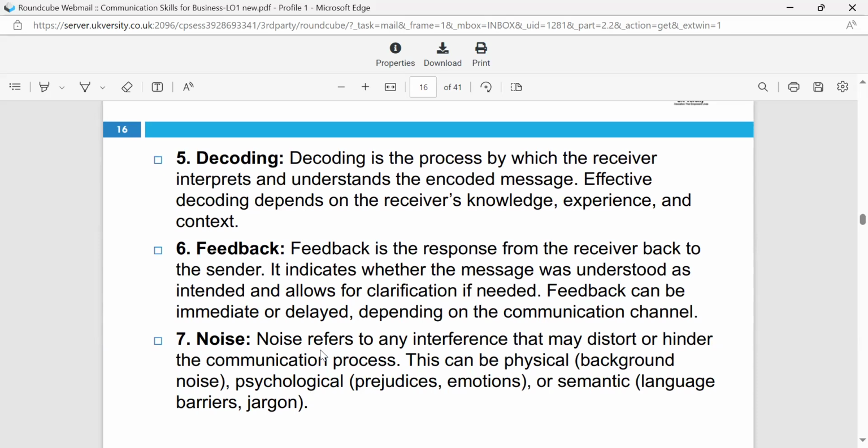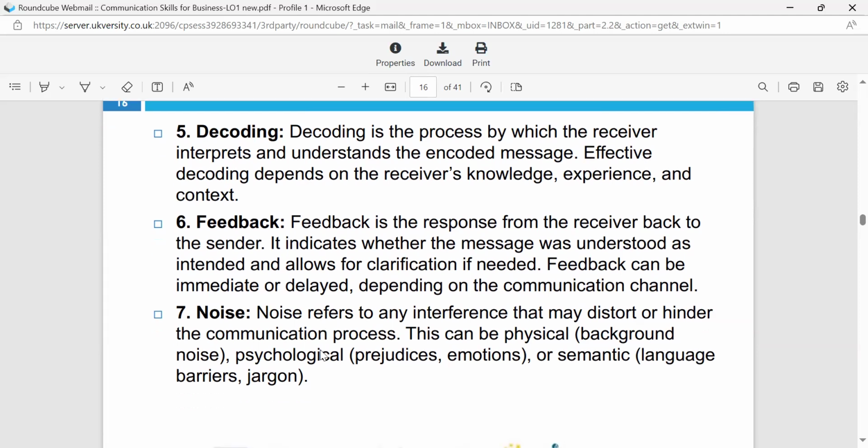Then number 6 is feedback. Feedback is a response from the receiver back to the sender. It indicates whether the message was understood as intended and allows for clarification if needed. Feedback can be immediate or delayed depending on the communication channel.